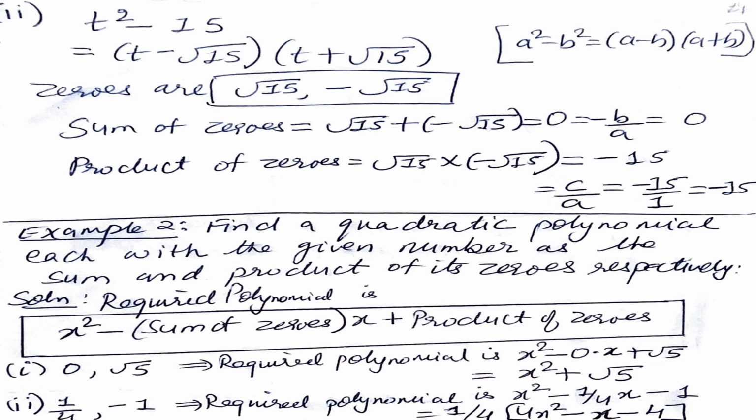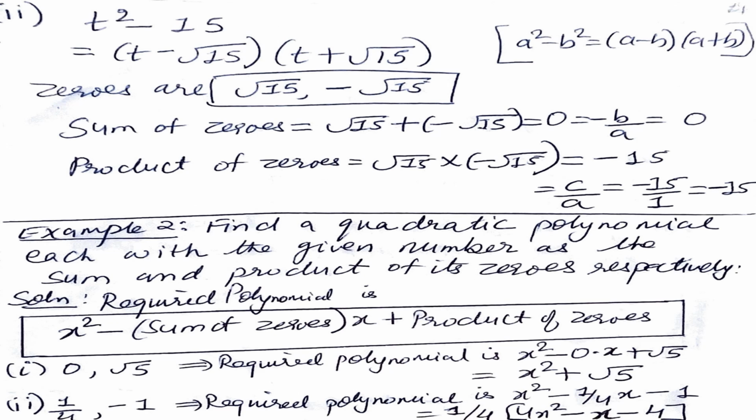Second example, find a quadratic polynomial each with the given number as the sum and product of its zeros respectively. Now we know that the relationship is x square minus sum of zeros into x plus product of zeros. You can also have k into x square minus sum of zeros into x plus product of zeros. For simplicity, you can take k is equal to 1. So this is our required polynomial. Suppose if the sum and product are given as 0 and root 5, the required polynomial will be x square minus 0 into x plus root 5 or x square plus root 5.